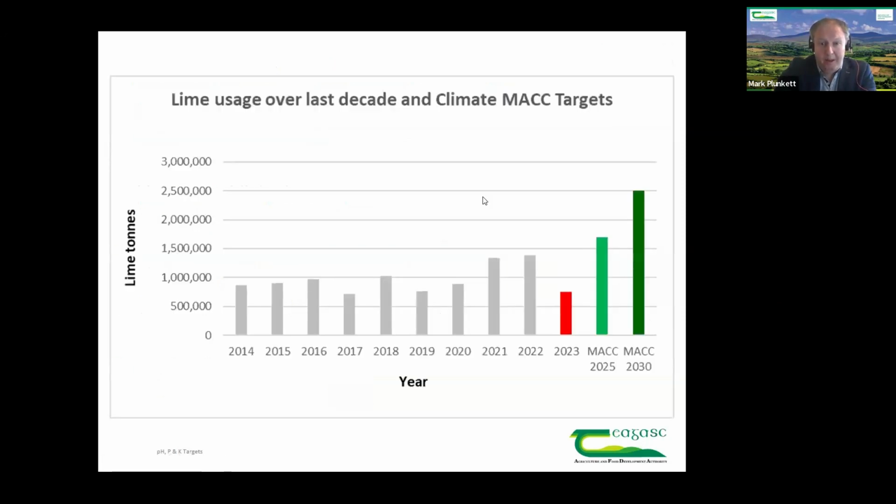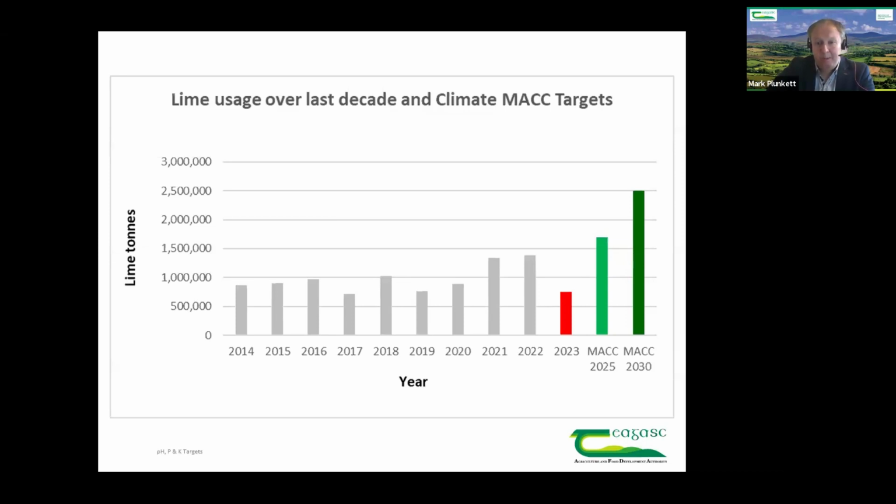Just to give you a few figures here. What are our targets? What are our lime usage? We've been using about 1 million tonnes in the last decade. In the last 2 years, in 22 and 23, when fertilizer got expensive, farmers did the right thing. They bought lime. We hit about 1.3, about 1.4 million tonnes. 2023 has been a difficult year in terms of weather, not a good year for lime. Industry estimate that we're around 750,000 tonnes of lime.